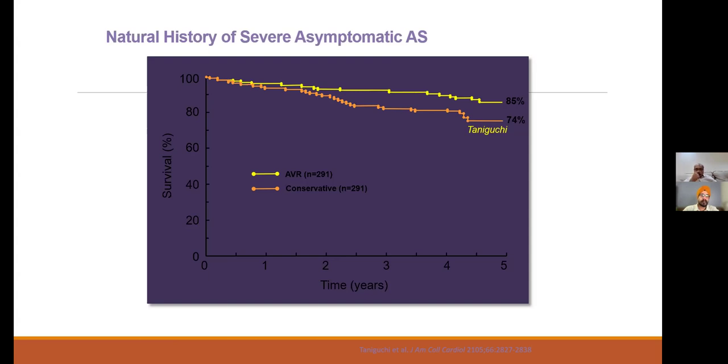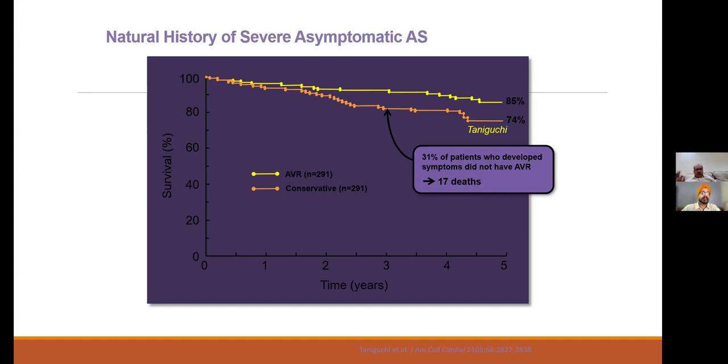Very interesting, because the protagonist and the antagonist in anything can debate either way. And when the debate started, it was very interesting. The protagonist of the conservative line of therapy said that 31% of the patients who developed symptoms did not have an AVR, and 17 patients died because they didn't report back, despite the fact that they developed symptoms. So if they had reported earlier, the survival would have been better for the conservative arm, because the conservative arm has to be followed conservatively till they develop symptoms. The moment they develop symptoms, you have to operate upon them.